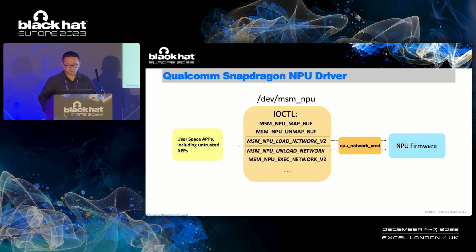Here, we will focus on two I/O control commands, which are MPU load network v2 and MPU unload network. MPU load network v2 is used to load a neural network model onto the MPU, and MPU unload network is used to unload a neural network model. Both of them use the MPU network command object to interact with the MPU firmware.